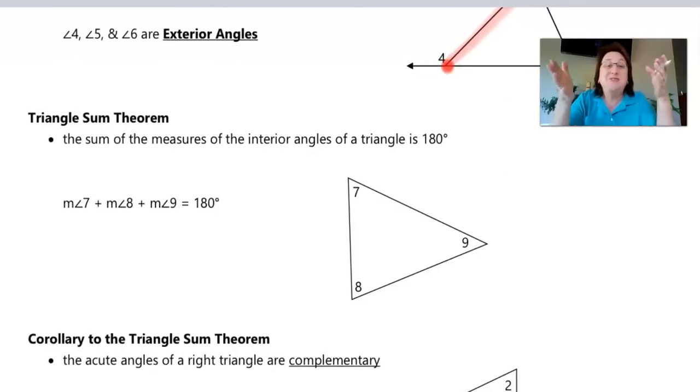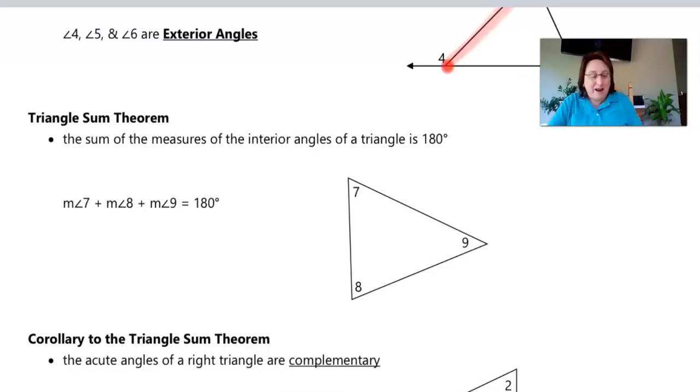Now, you guys have been using this and you didn't even realize it, right? The triangle sum theorem says that the sum of the measures of the interior angles of a triangle is 180 degrees. So if I add up all three angles, angle 7 plus angle 8 plus angle 9, they must add up to 180 degrees. Okay? You guys were using a geometric theorem and you didn't even know it, did you?